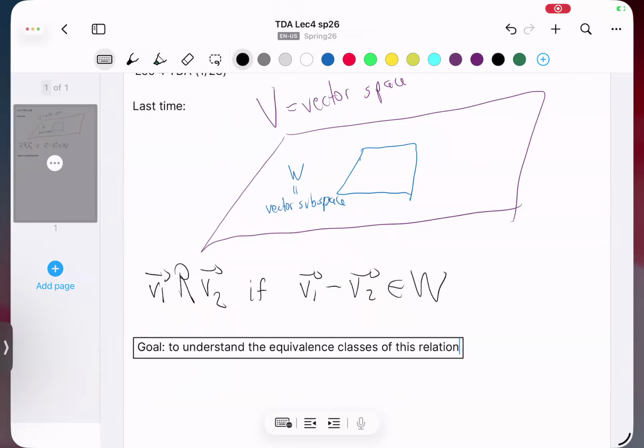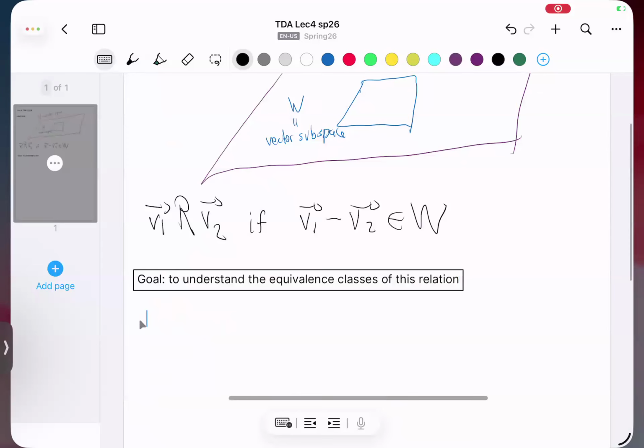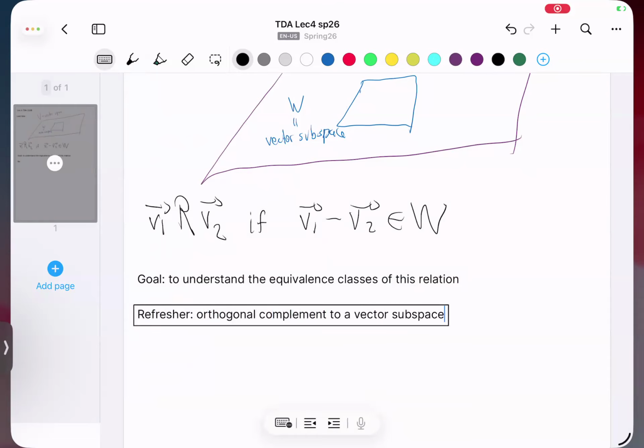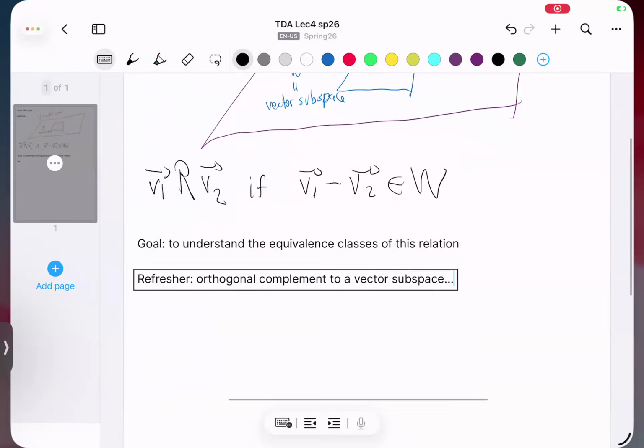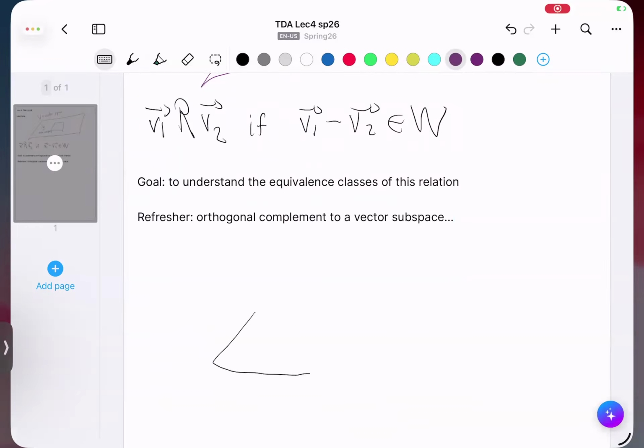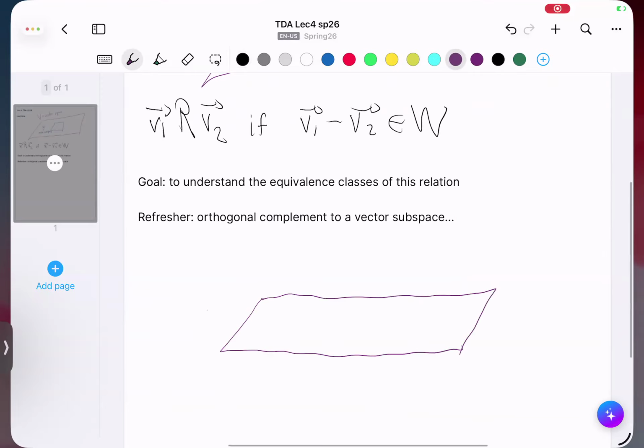So for that, again, I'll need this idea of the orthogonal complement. So let me tell you about that. Hopefully it's a refresher. What is the orthogonal complement to a vector subspace? Well, there's not a great picture you can make, but the idea is that I'll say in a moment why this is a bad picture.